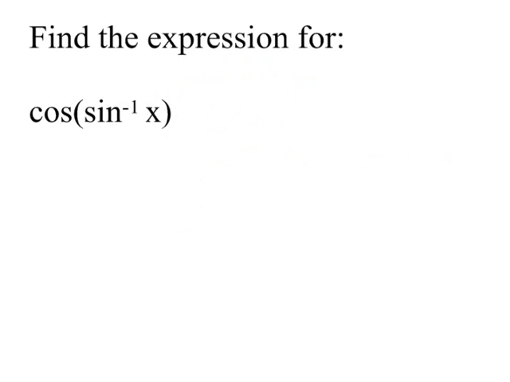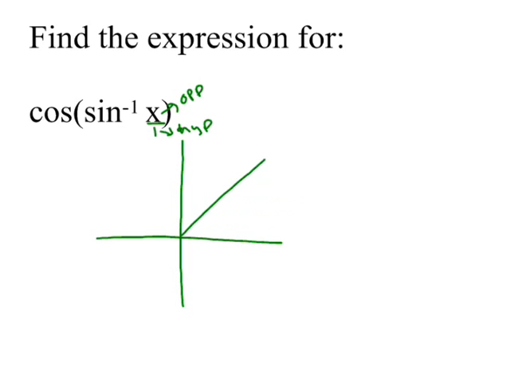Okay, now we're going to write an expression. Okay, so same thing. I'm going to draw a picture. I know that this is the same thing as x over 1. And so I know this is my opposite side. And I know this is my adjacent, or sorry, my hypotenuse. So if I draw my triangle in here, my opposite side is x. This is theta. And my hypotenuse is 1.